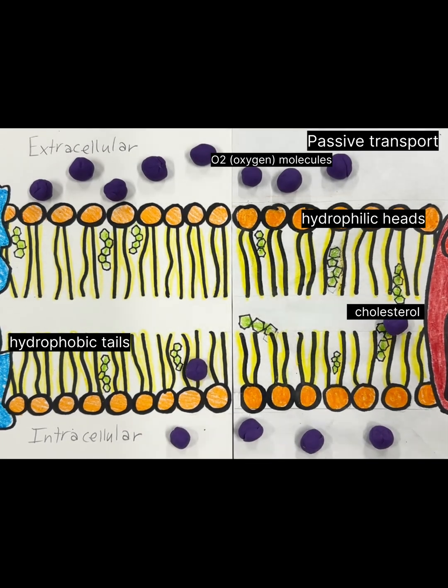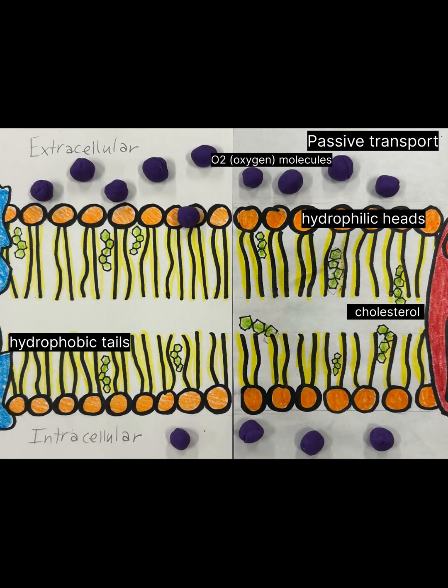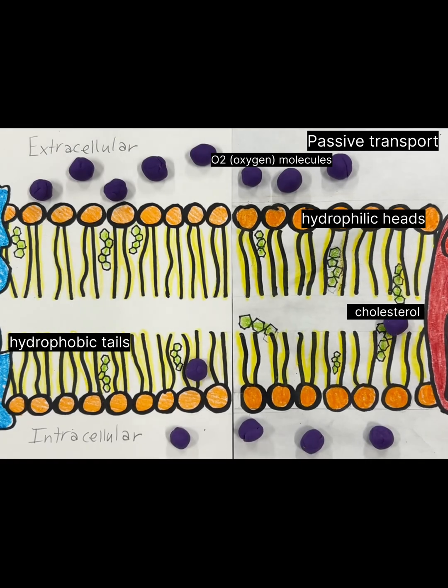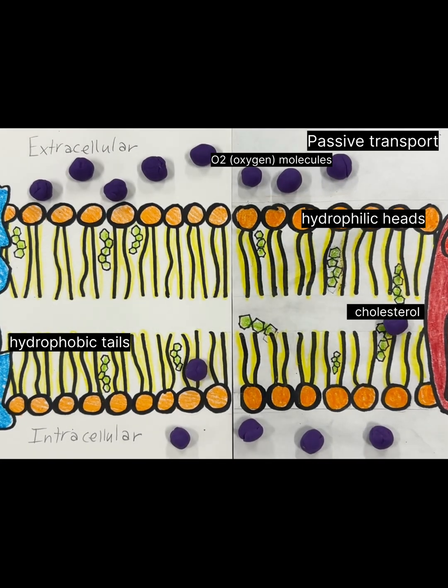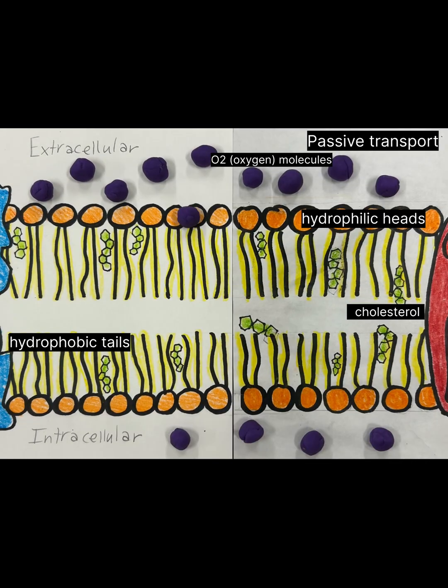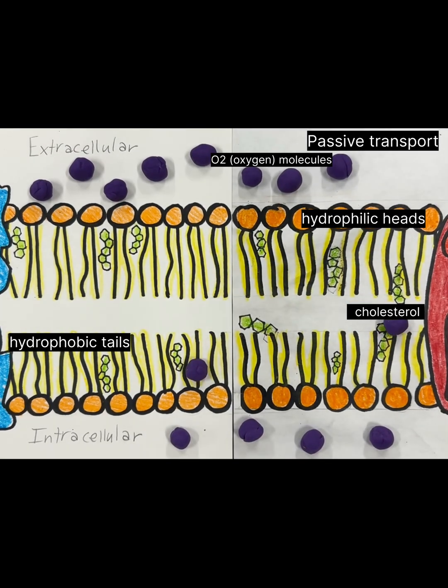The molecules here simply move through the plasma membrane, moving from a high concentration to a low concentration. The process of moving oxygen into the cell is essential for cellular respiration, which creates energy to power the rest of the cell.